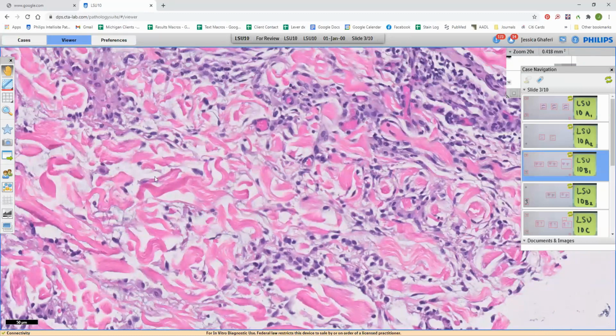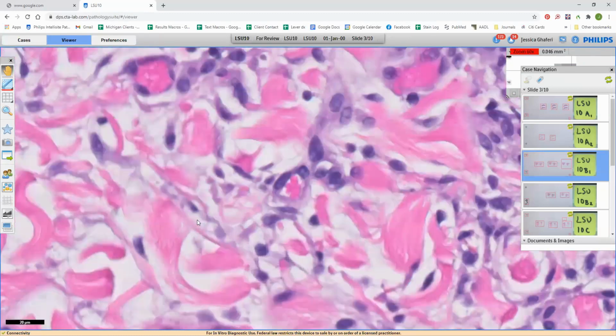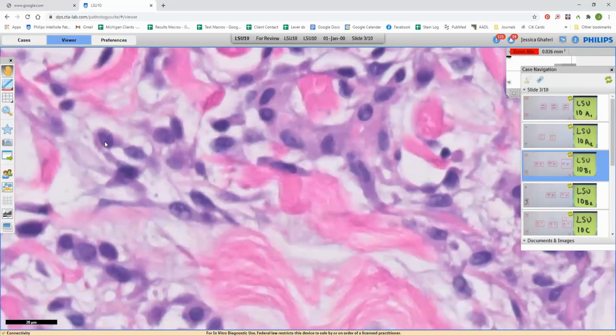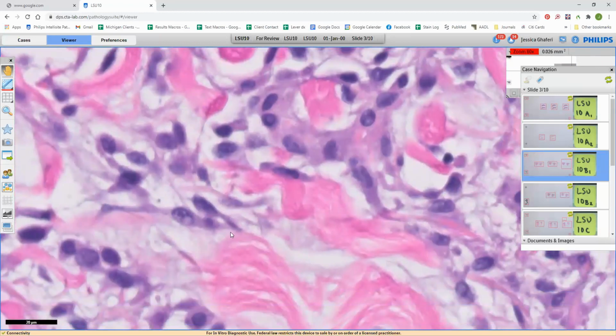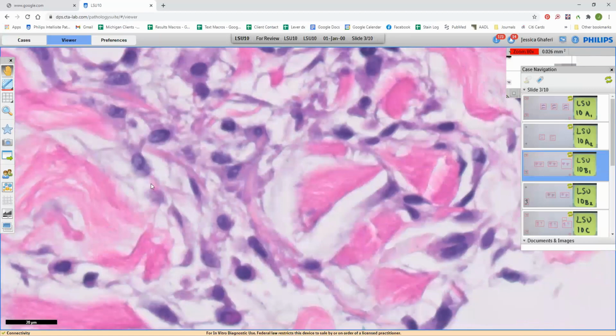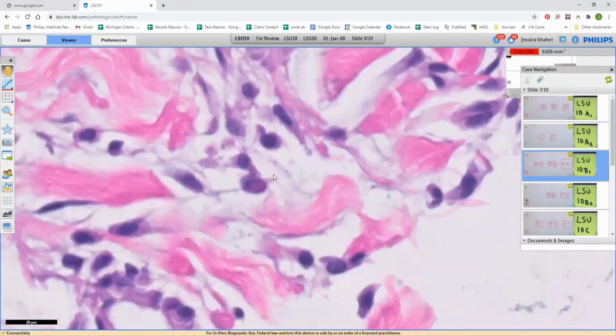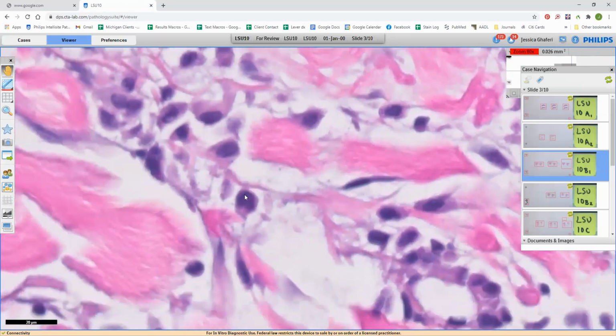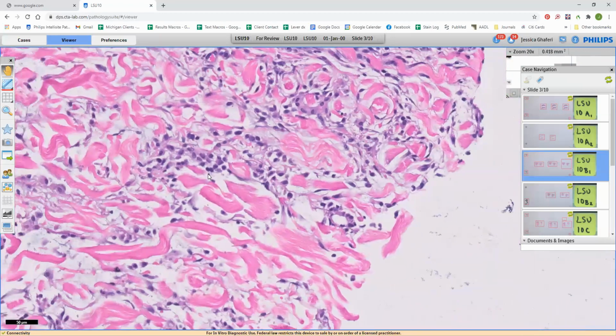And then again, we've got this beaded blue material here. So you can see these little blue dots and blue specks. That's mucin kind of splaying these collagen bundles and pushing them apart. And then we've got histiocytes, so a few multinucleate cells and histiocytes wrapping around these collagen bundles. So this is more of an interstitial pattern of GA.